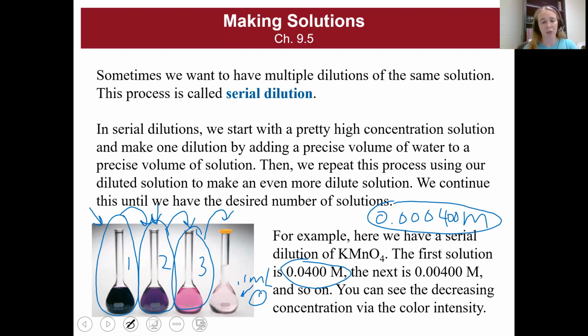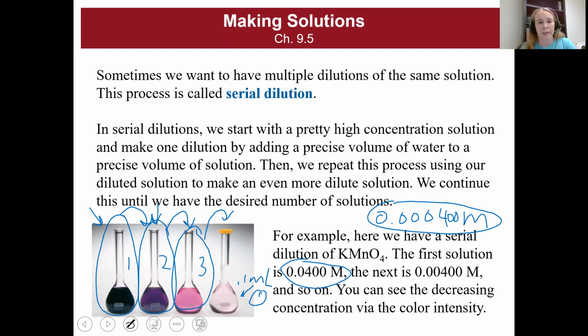And you can physically see the decreasing concentration because our color intensity is fading. So we had a really dark, almost black looking color when we started, and it faded to a purple when we made solution number 2, so it's less concentrated. And then it faded to a pinkish looking solution, or magenta, when we went to solution number 3. So it's even less concentrated or more dilute. And our last one is just a little hint of pink.